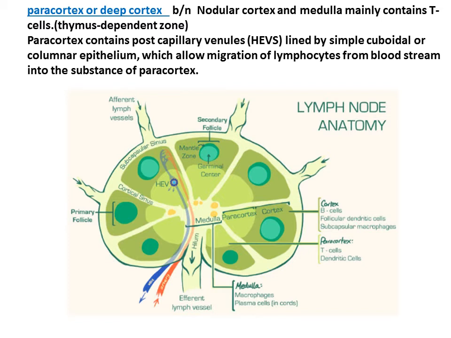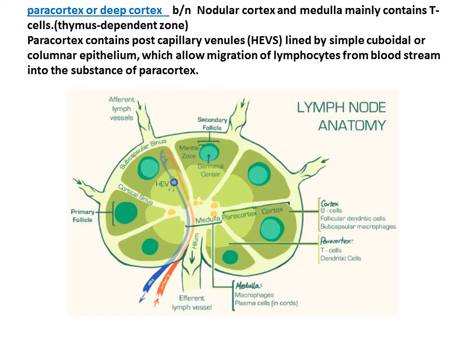The paracortex contains post-capillary venules, the high endothelial venules, lined by simple cuboidal or columnar epithelium, which allow migration of lymphocytes from the bloodstream into the substance of the paracortex.